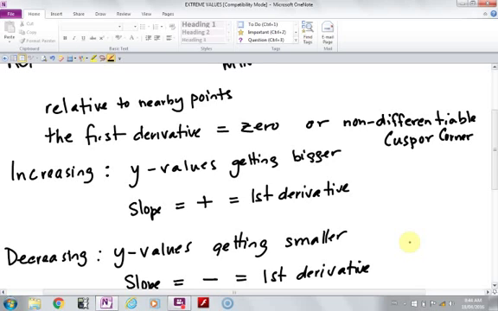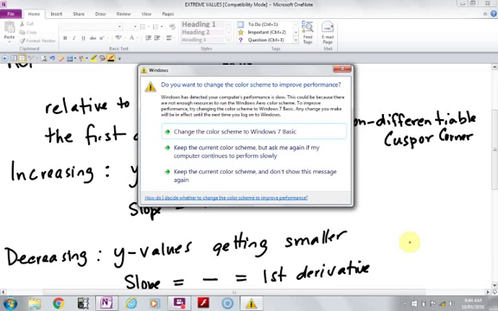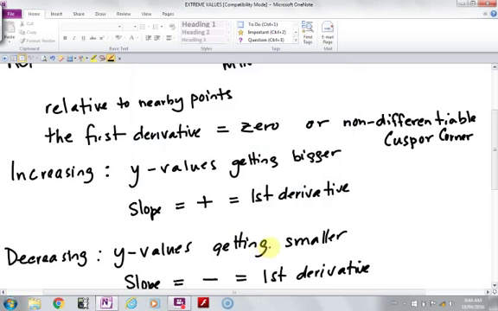Now it's also important to note that not all critical numbers are going to give you extreme values. Okay? So not all critical numbers are going to give you extreme values. But we are going to look for critical numbers because that is where they will occur, if they occur. They will occur where the first derivative is equal to 0 or non-differentiable. But they will occur there, but they may not occur there.